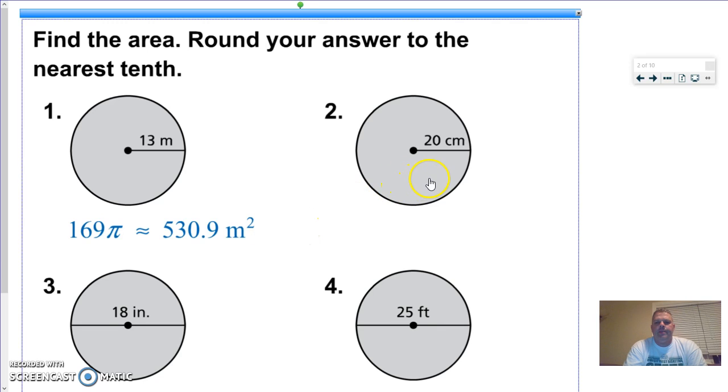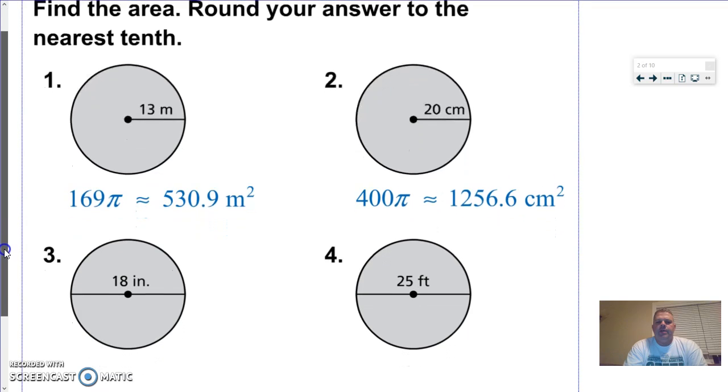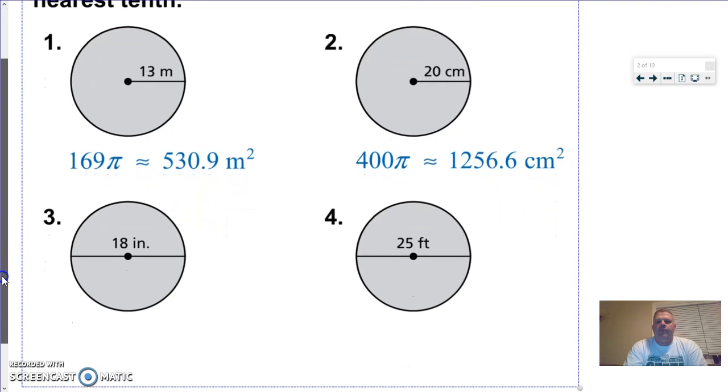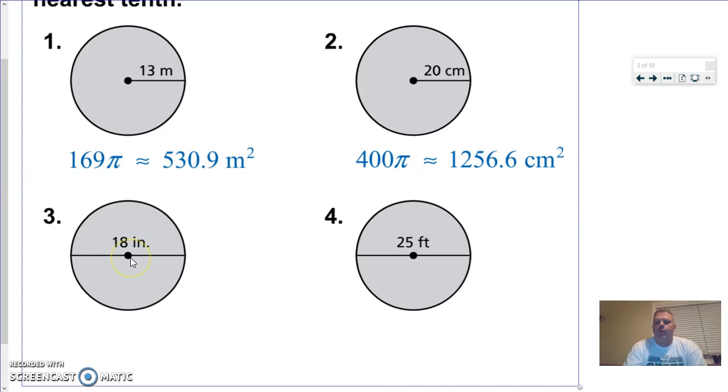In the second one, 20 times 20 is 400. We there have 400 pi, or when we multiply by 3.14, we get 1,256 and 6/10 square centimeters. In problem number 3, first thing we have to do is find the radius. The radius is half of 18, so we take 9 times 9, which is 81, get 81 pi, or 254 and a half square inches.